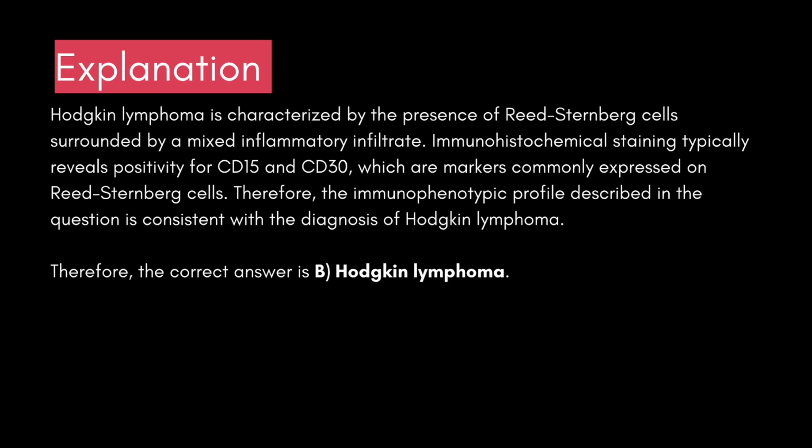Hodgkin lymphoma is characterized by the presence of Reed-Sternberg cells surrounded by a mixed inflammatory infiltrate. Immunohistochemical staining typically reveals positivity for CD15 and CD30, which are markers commonly expressed on Reed-Sternberg cells. Therefore, the immunophenotypic profile described in the question is consistent with the diagnosis of Hodgkin lymphoma. The correct answer is B, Hodgkin lymphoma. Let's see why the other answer choices are incorrect.